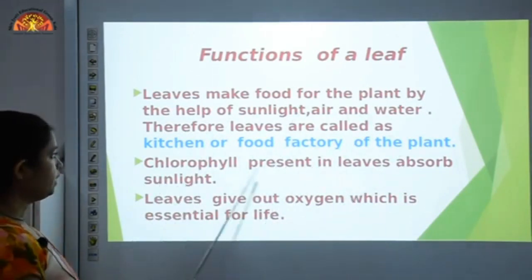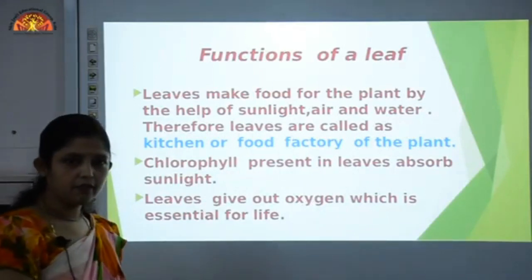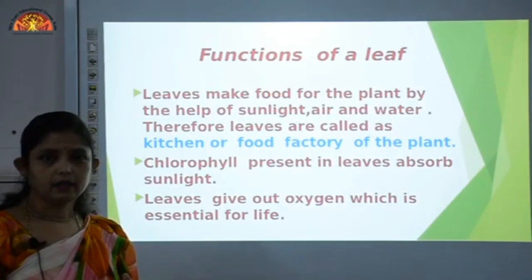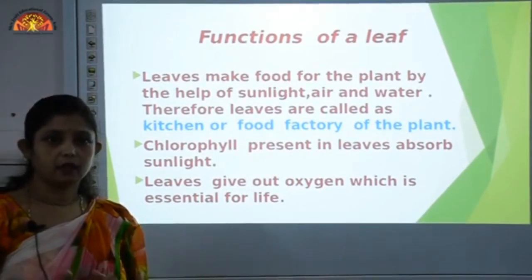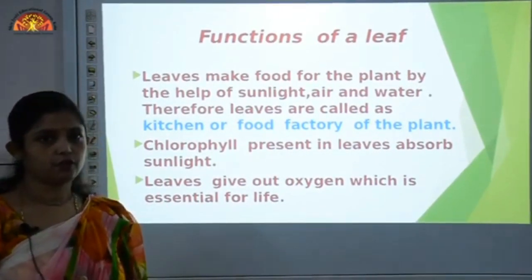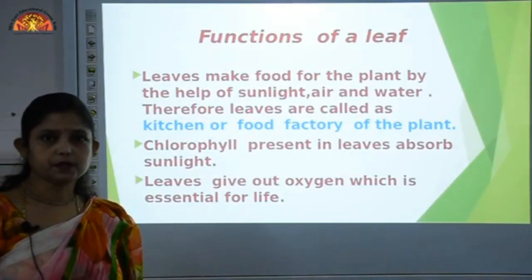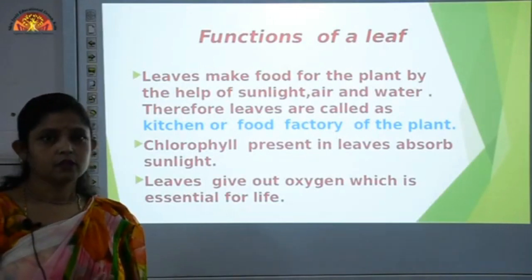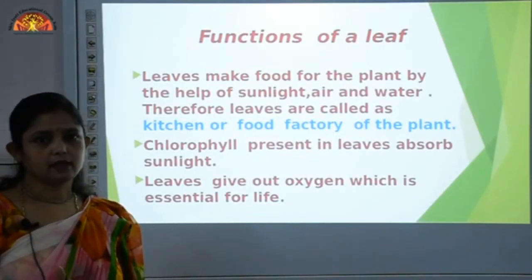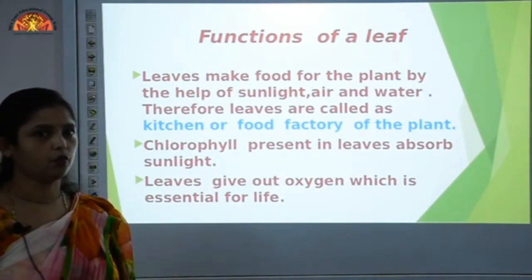Then chlorophyll present in leaves absorbs sunlight. Right now we have discussed chlorophyll. What is it? It is a green colored pigment, a green colored substance in leaves, due to which leaves appear green. This is not only the function of chlorophyll, it is a very important substance. Chlorophyll absorbs the sunlight because sunlight gives the energy to the leaves to prepare their food.